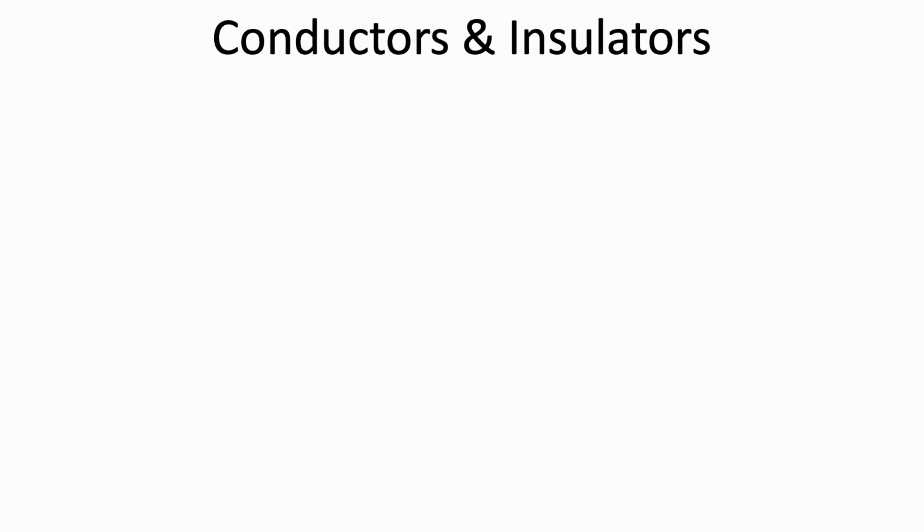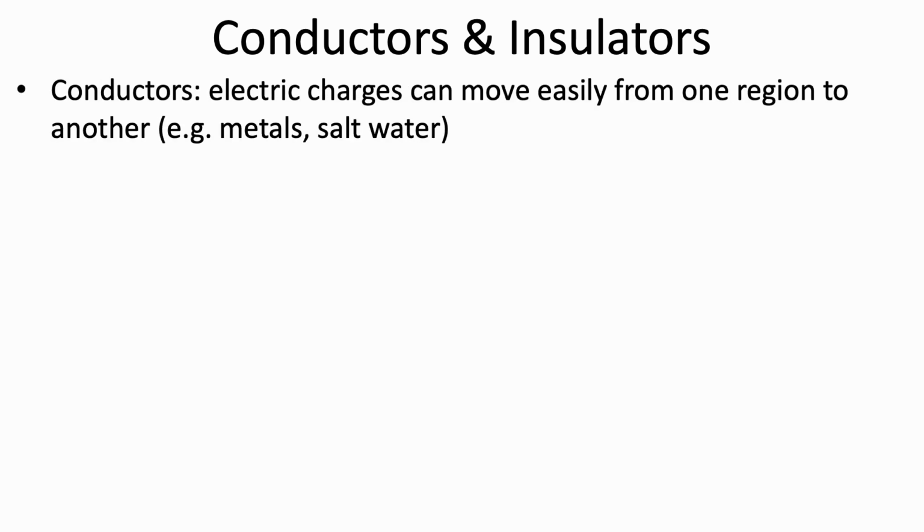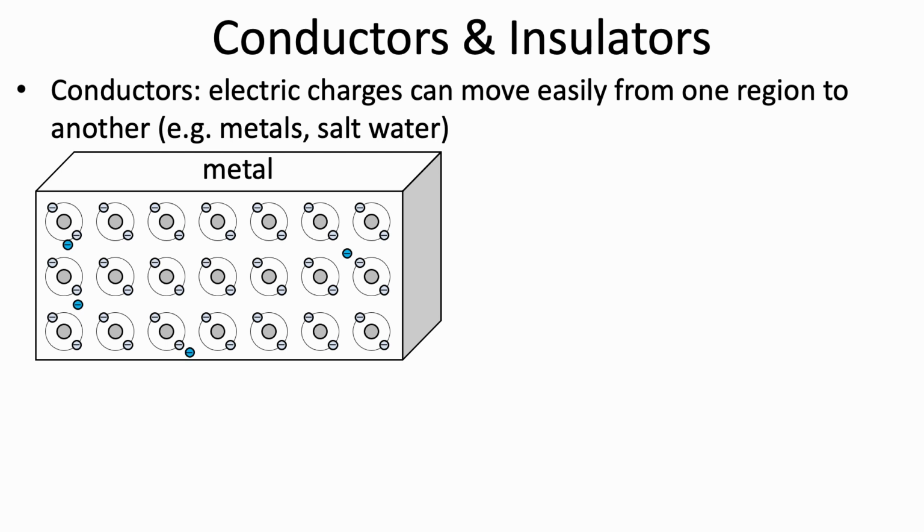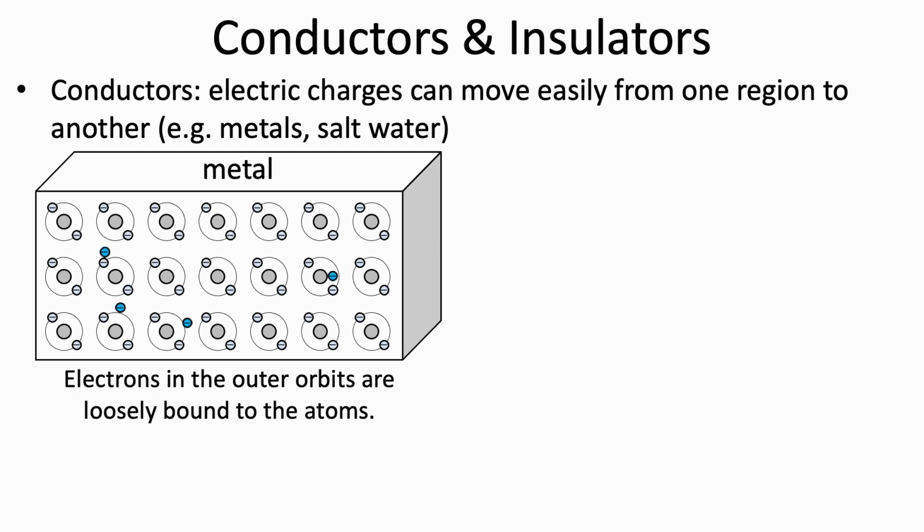Let's now consider different types of materials. Most materials can be classified into two categories depending on how easily charges can move from one region to another. In conductors, electric charges can move from one region to another. Metals and salt water are some examples of conductors. For example, in metal, electrons in the outer orbits are loosely bound to the atom, and these electrons can move easily from one part of the metal to another.